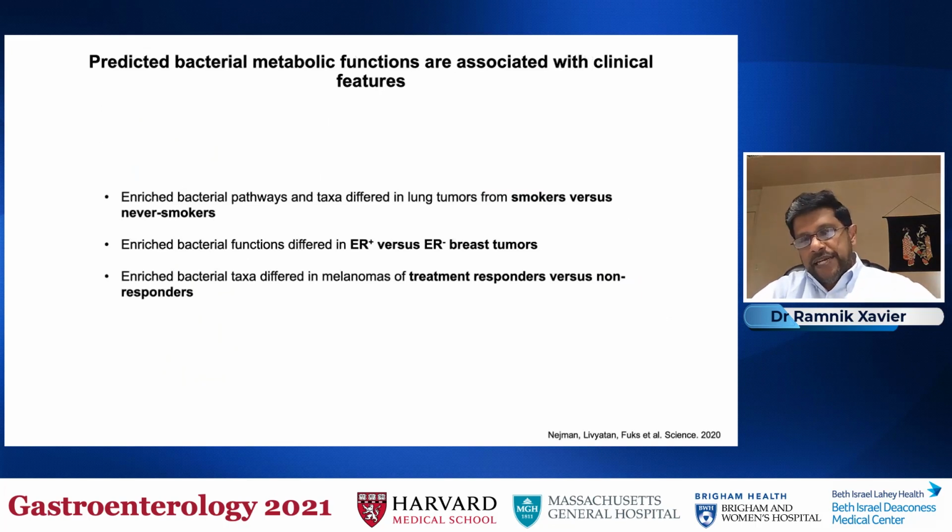What this study also further identified were bacterial pathways and taxa that were different in patients with lung cancer who were smokers compared to never smokers. I've already told you about ER positive and ER negative breast cancer. And then bacterial taxa also contribute to whether a melanoma responds to checkpoint inhibitor therapy or incompletely responds to therapy. So a broad impact of the microbiome on cancer.